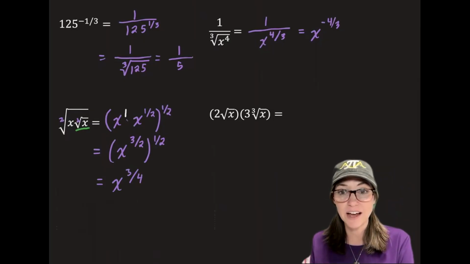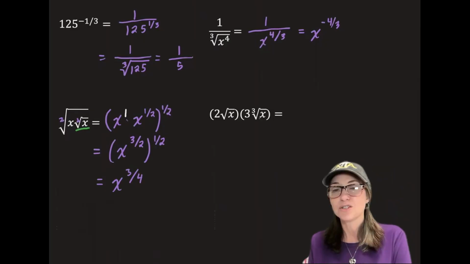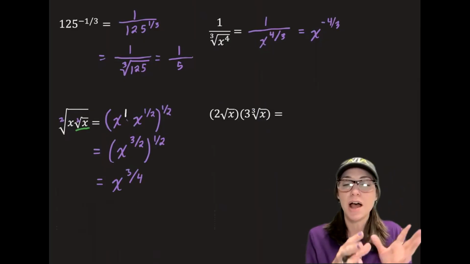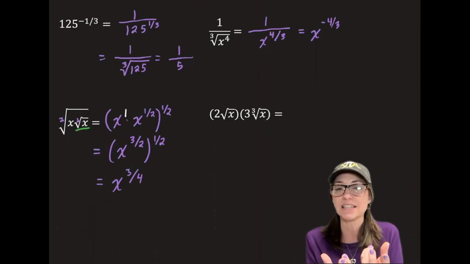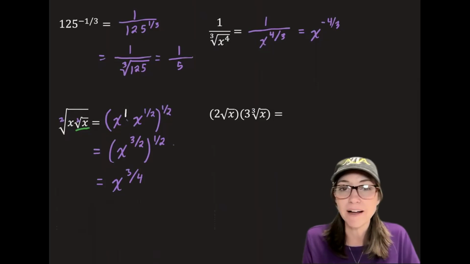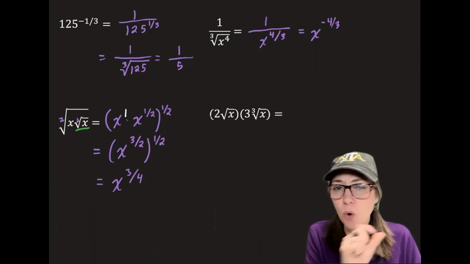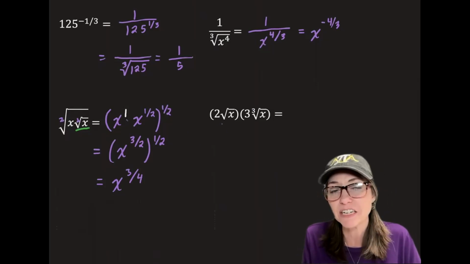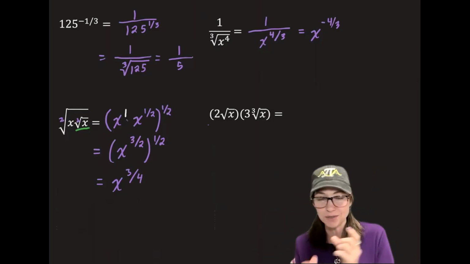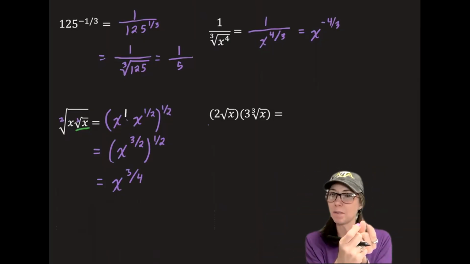And last, let's look at 2 times the square root of x, all times 3 times the cubed root of x. So we have a square root and a cubed root, and normally we wouldn't really mix those too much. However, they have the exact same thing inside, x and x. So we can write them with rational exponents and combine them. Now, the order in which we multiply doesn't matter. We're really just multiplying the number 2 times the square root of x times the number 3 times the cubed root of x, right? So the two numbers can just be multiplied together.